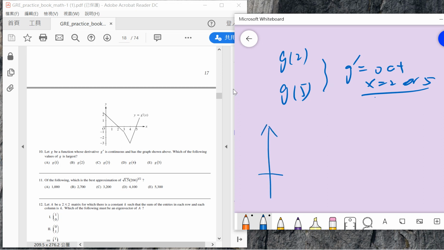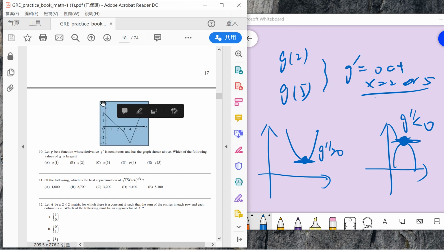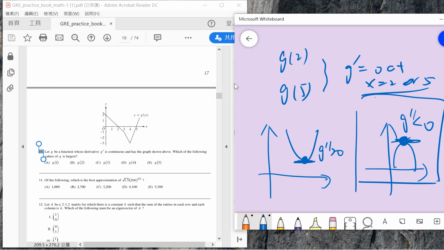So remember that if this is the minimum, then the second derivative should be greater than 0. If this is the local maximum, then the second derivative is smaller than 0. So the slope of this slope at x equals 2 is negative. So G of 2 is our answer. So we choose B.